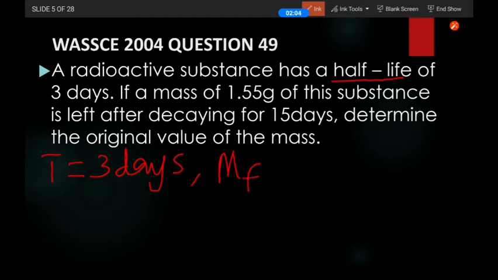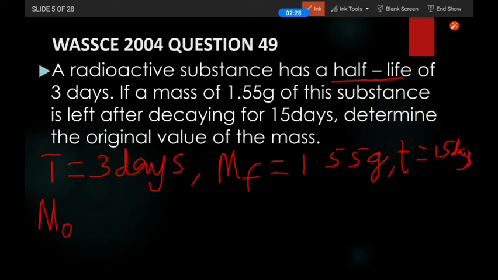left, that is the final mass. That means there was an initial mass that it started with before it decayed, for 15 days, the time of decaying. 15 days. Please don't forget the units. 15 days. Good. Determine the original mass. Let's represent that as M subscript O, which we are looking for.